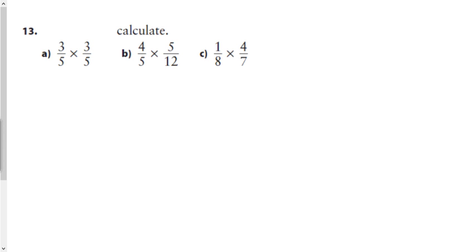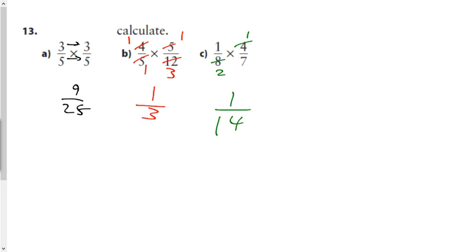Question 13, simply calculate. So multiplying is just multiply your numerators and denominators, which gives you 9/25, easy peasy. Here, in the second one, you can cross reduce. 4 over 12 reduces down to 1 over 3. 5 over 5 will be 1 over 1. So your final answer will be 1/3. And finally over here, 4 over 8 will reduce down to 1 over 2. And your final answer will be 1/14.